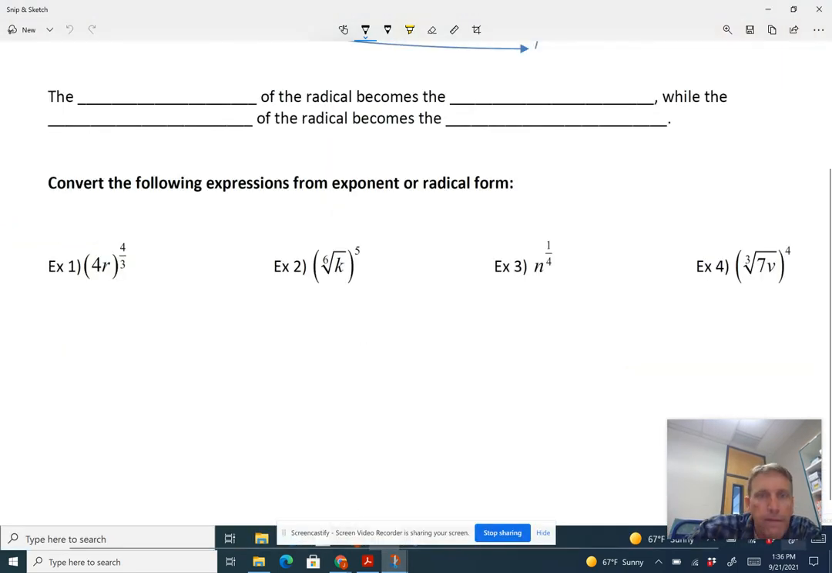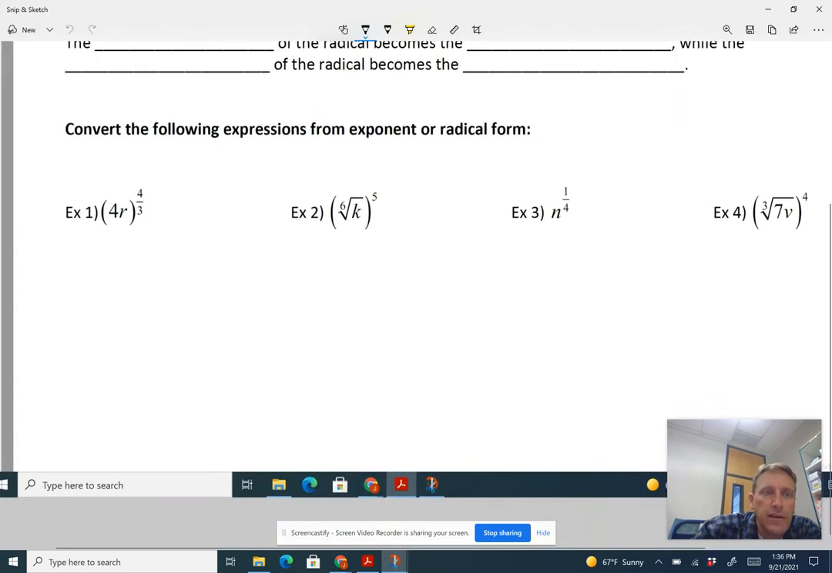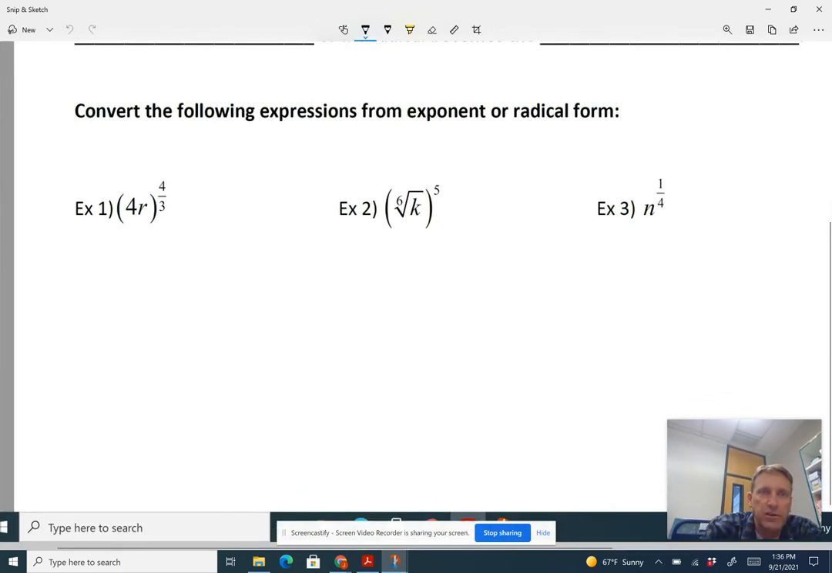All right. So let's do some quick examples here. Convert the following expressions from exponent or radical form. So we have the quantity 4r raised to the 4/3 power. And so we can go backwards and say, hey, that 3 is our index. So that's the third root, or the cubic root of 4r inside parentheses to the 4th power. And that would be equal there.